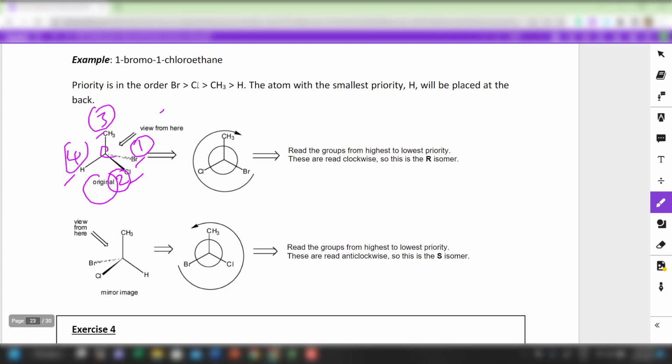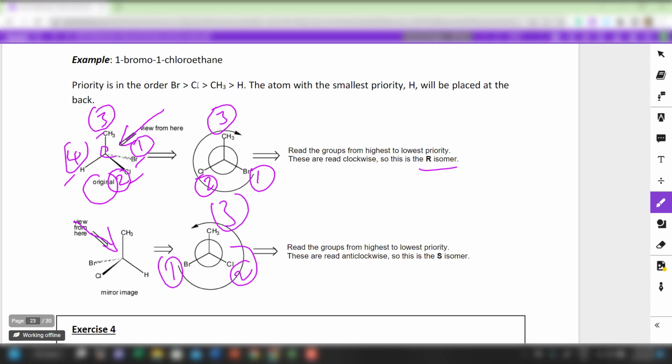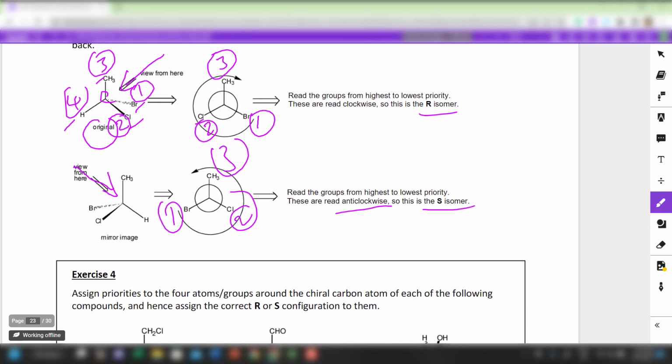So we are going to put our eyes here. When we put our eyes here, bromine is here, chlorine is here, carbon is here. If we go from priority 1 to 2 to 3, it is anti-clockwise, or rather it's clockwise, so this is an R configuration. Then its mirror image: we put our eyes here, so the H is away, and priority 1, 2, and 3 go in an anti-clockwise fashion, so it will be designated as S configuration. Essentially this is how we assign configuration to the chiral center.